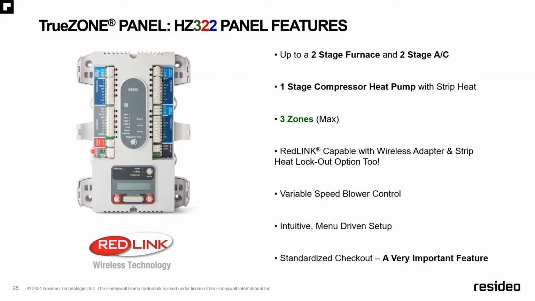Now, one of the things that you're going to see on this panel is these A, B, C, D terminals over here, so that when you use that with one of our RedLink wireless adapters, we have a wireless outdoor temperature sensor that will allow you to lock out the strip heat, which is important to us here in North Carolina and a few other states throughout the union. So kind of keep that in the back of your mind.